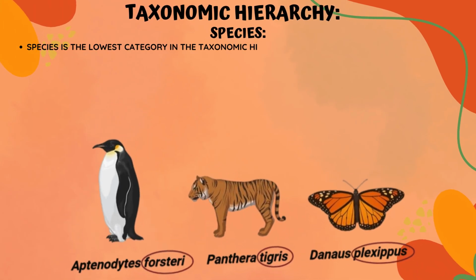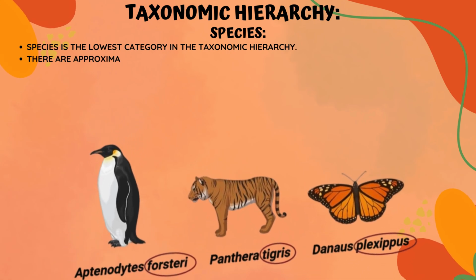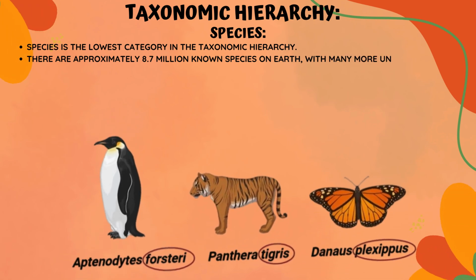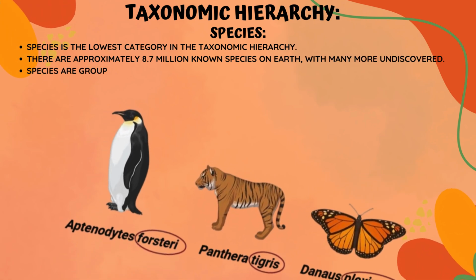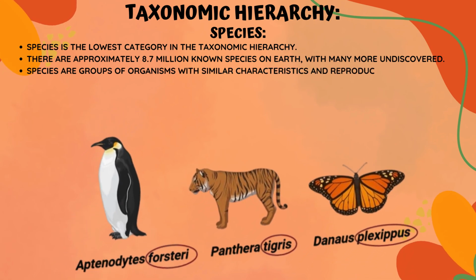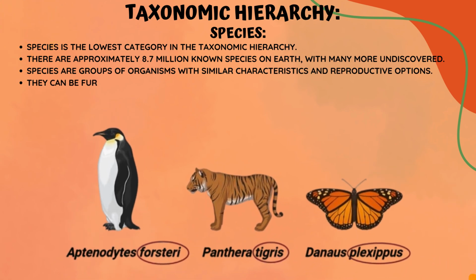The last stage is species. It is the first stage. Let's start with the species. Species is the lowest category of the taxonomic hierarchy. There are around 8.7 million species observed on Earth till now, while the rest are left undiscovered.